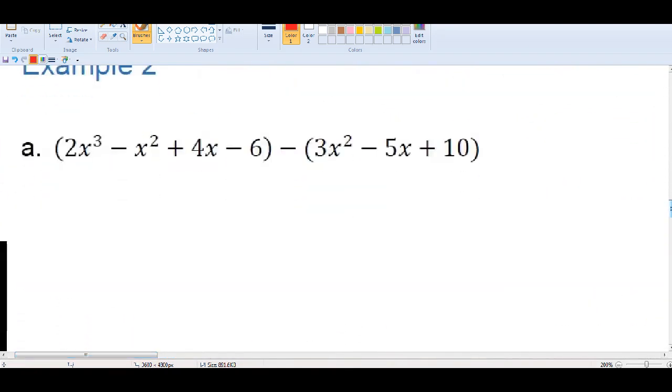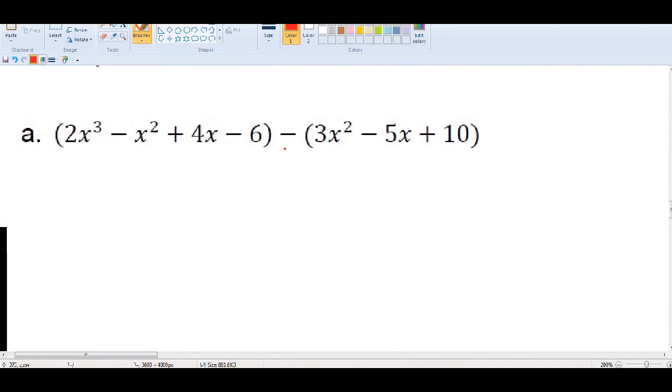So what happens if there's a minus sign in front of the second bracket? We understand that if you remove a bracket with a minus sign in front of it, you have to change the sign for all the terms in the bracket. That's what we are going to do.